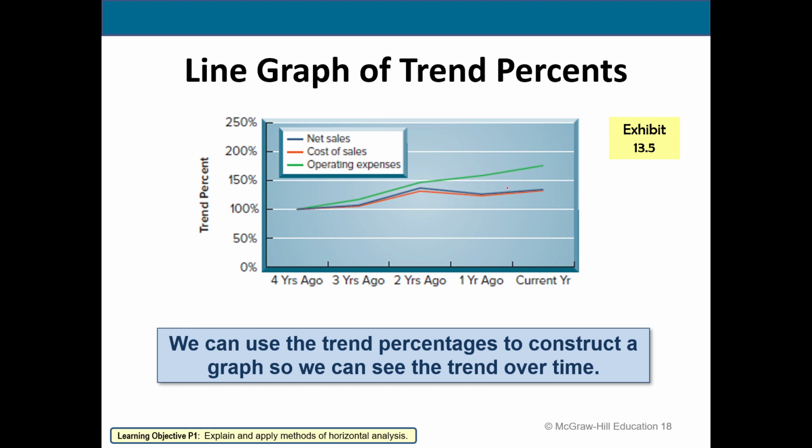And of course, I know a graph describes this relationship a lot better than just looking at numbers and percentages. So you can see that our operating expenses here, this line in green, is rising a lot more than our net sales. In fact, our net sales seem to have been meeting our cost of sales line over here.